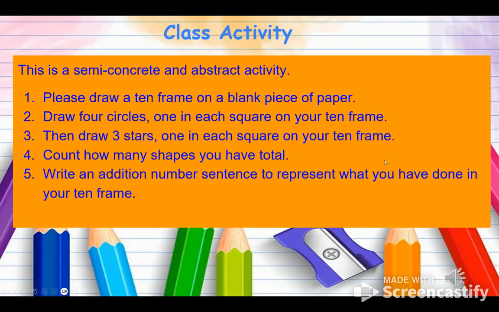So for our class activity, everyone will need a blank piece of paper and a pencil. You are going to draw out a 10 frame on your blank piece of paper. Once you have your 10 frame drawn out, you will need to draw 4 circles, 1 circle within each frame. Then you would draw 3 stars, each star within its own little square. Count how many shapes you have total, and write an addition number sentence to represent what you have done in your 10 frame.